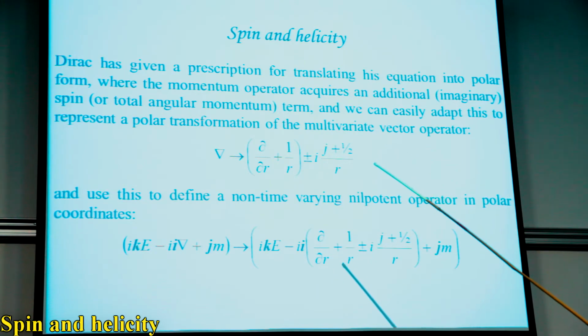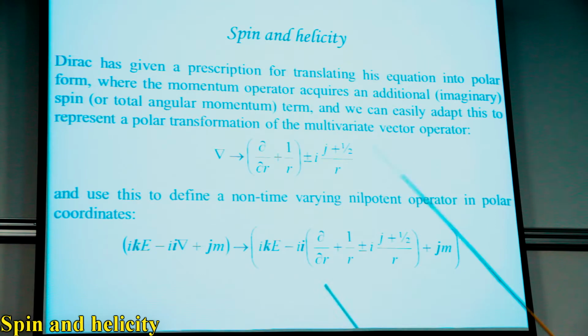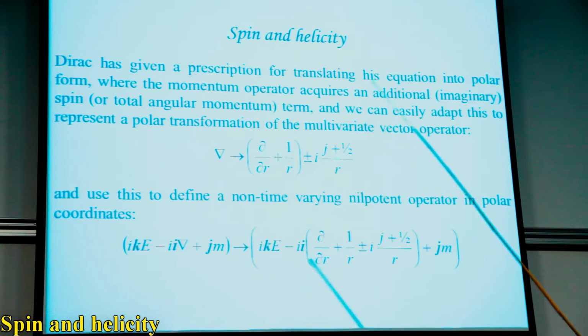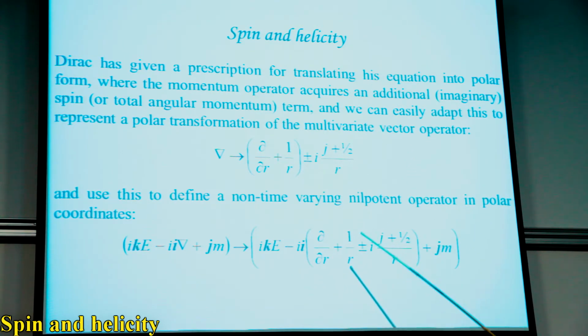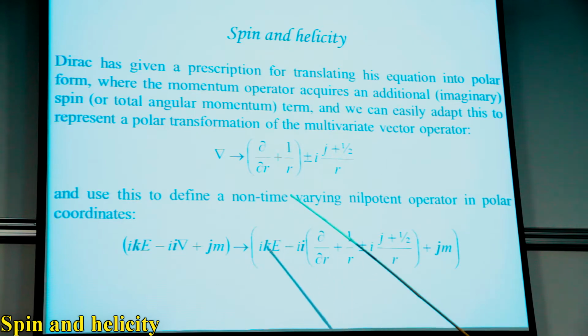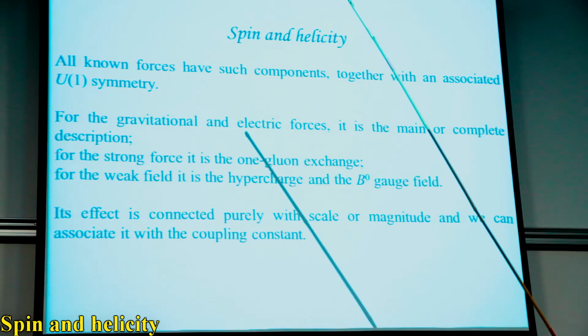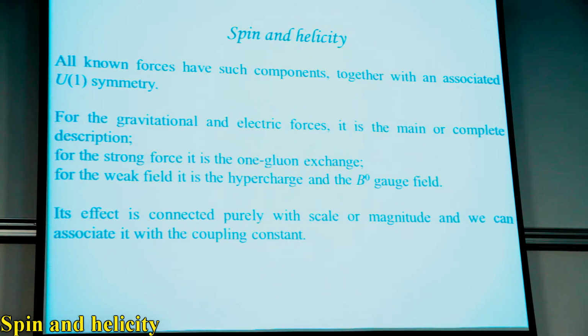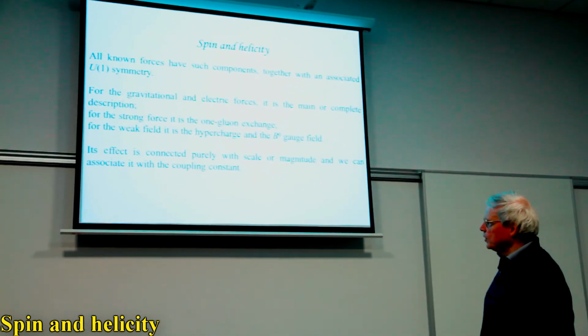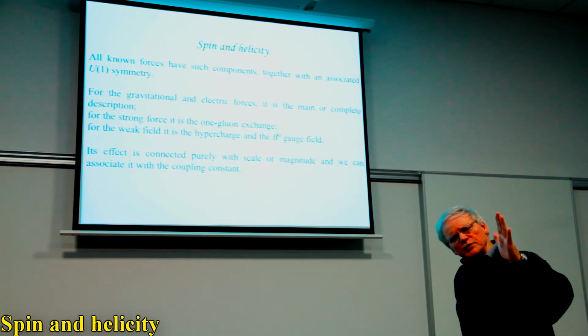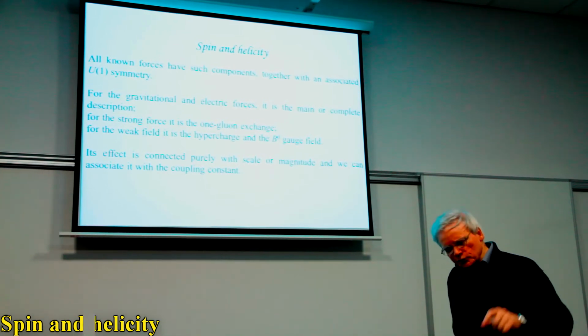But once I've done that, I realise that if I'm serious about having a point source somewhere, I can't get a nilpotent solution unless there's a 1 over r in there, because 1 over r squared terms will emerge. So simply writing that out in that way means I must have a 1 over r in that expression. And all the known forces have one. Gravity and electricity, it's the main expression. Strong force is the one-gluon exchange, the weak field, hypercharge, and the B0 gauge field. So each has a Coulomb term. And that's simply spherical symmetry because you can't get nilpotency otherwise.